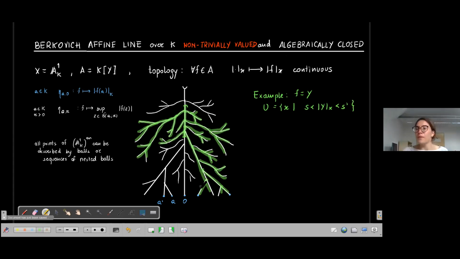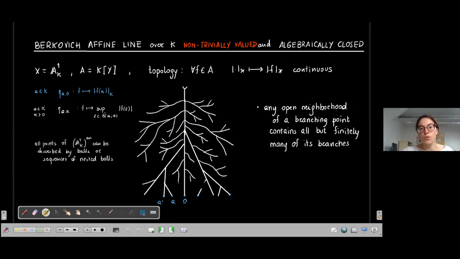Okay. And so in general, what we can prove about the topology will be something similar to what you already observed, that if we fix a branching point, then an open neighborhood of the branching point will always contain all but finitely many of its branches. So exactly the same behavior that we saw around the Gauss point in the trivially valued case. Okay. So if you're curious about this topology and the properties of the Berkovich affine line, that's the main subject of the problem sheet. So you can come tomorrow and you will discover much more.